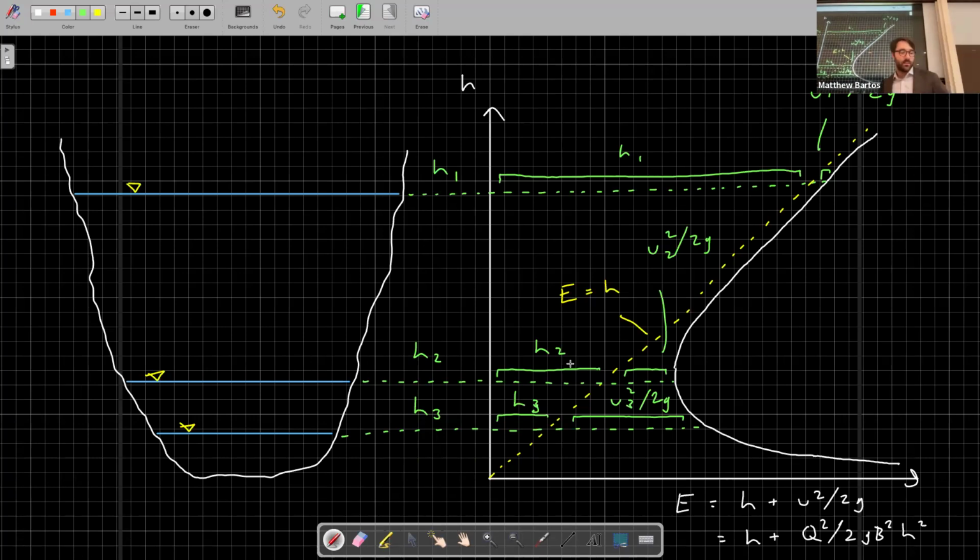So another thing you'll notice is if you take a point somewhere on the x-axis, so if you take a given specific energy, we can draw a line. And you'll notice that for a given specific energy, there are two depths that the water can be traveling at. So these are our alternative depths. So for a given specific energy, there are always two depths that the water can be traveling at, except for at one point.